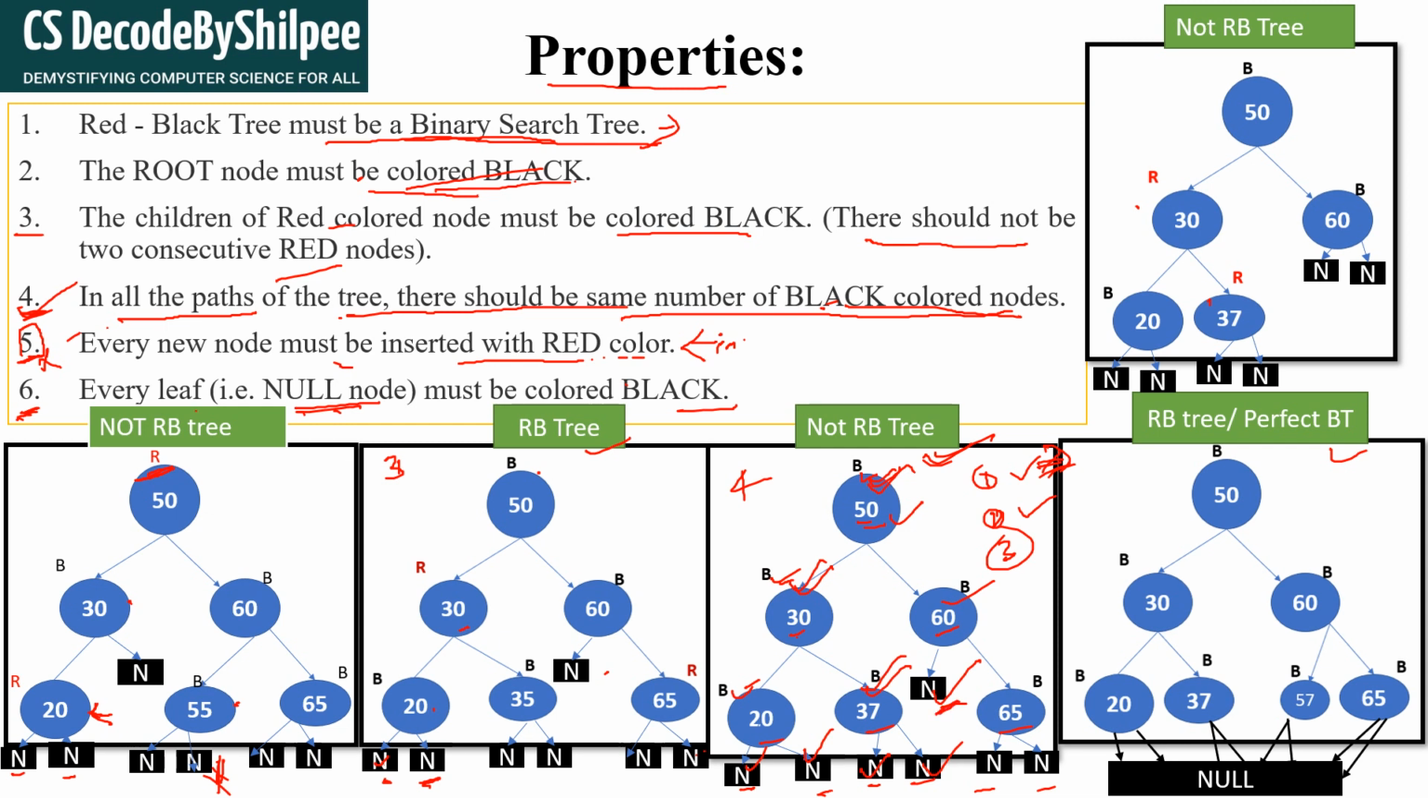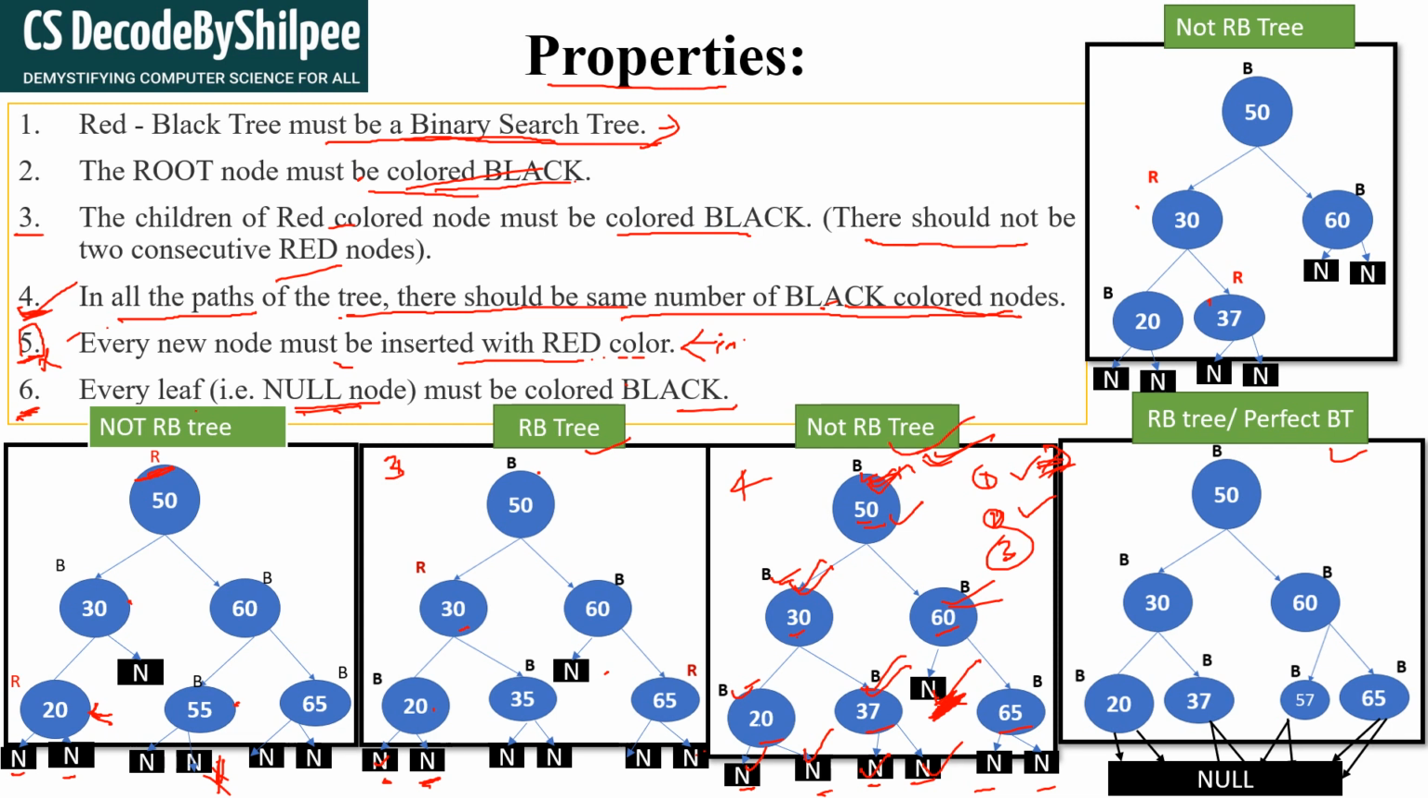Look at that. Here there are 3 black nodes, but the remaining paths have 4. It means that it's violating the red black tree property. So this is not a valid red black tree. The reason is that this path has only 3 black nodes: 50 is 1, 60 is 1, and this null is 1. So total 3 black nodes, but the remaining paths have 4 black nodes. So this is not valid. This is not a valid red black tree.